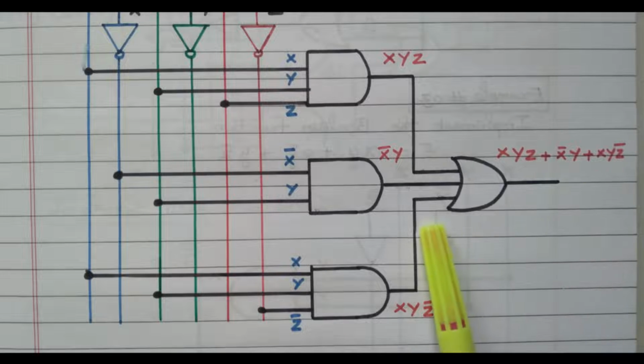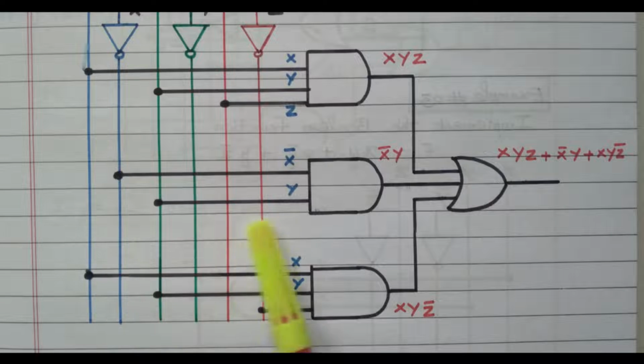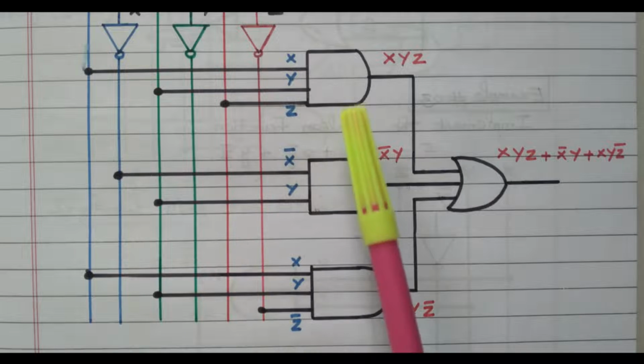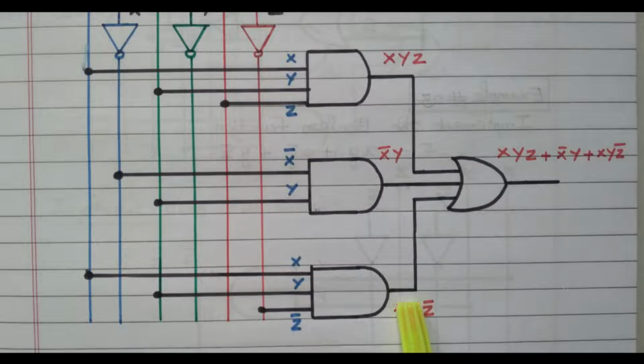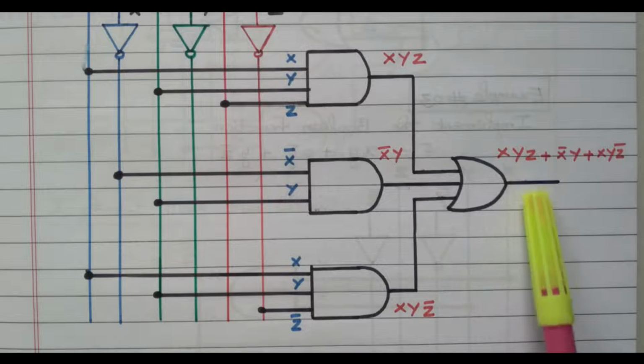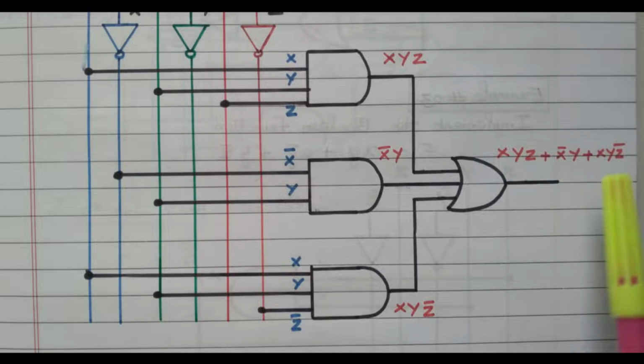In this, first we see the inputs x, y, z. With the NOT gates we have x bar, y bar, z bar. Six inputs are readily available. By using three AND gates we perform these three terms. These three terms are added using the OR gate. So finally we got the required output. Now we'll go to the next example.